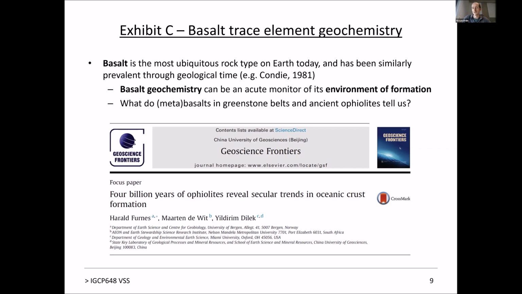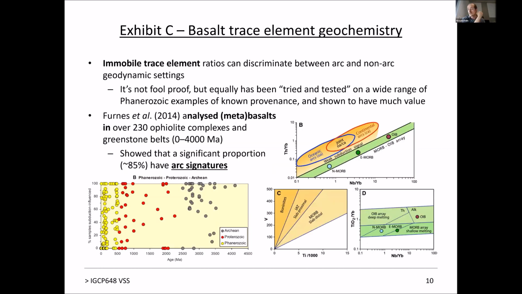So I personally like this paper by Ferns et al. in Geoscience Frontiers. There was one in the same year in Gondwana Research that touches on similar themes. Either is worth a read, I would say to the audience. And they applied these trace element ratio discrimination diagrams to weakly metamorphosed basalts in greenstone belts and ophiolite complexes that pop up in the geological record. And they span 0 to almost 4,000 million years old. So you have a whole range of Earth history preserved in these rocks.